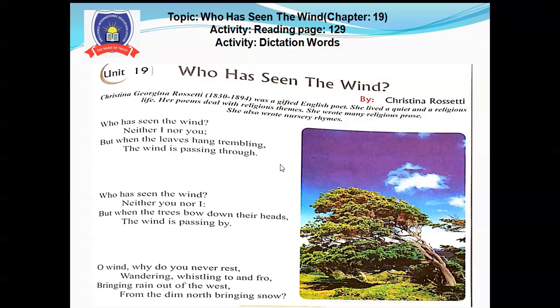Now, underline the word trembling, then underline the words in the last paragraph: wandering, whistling, bringing. These are the difficult words that you have to write as dictation words in your notebook. Okay, so moving to the next.